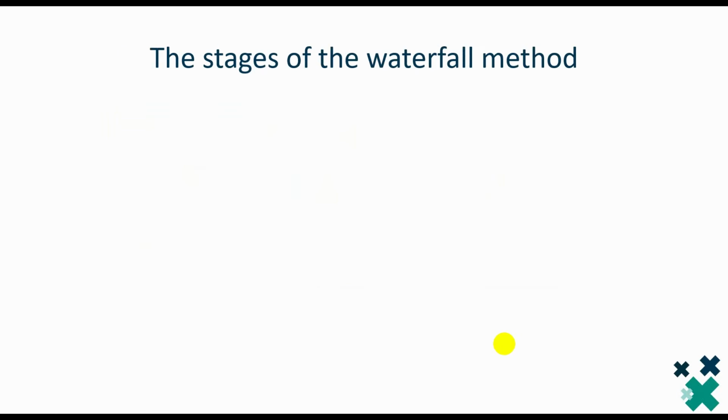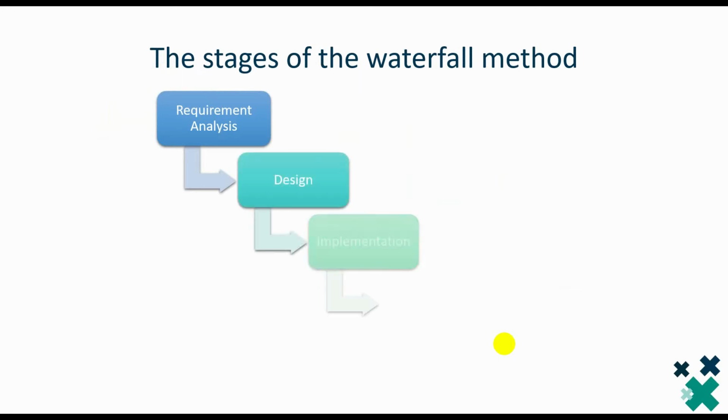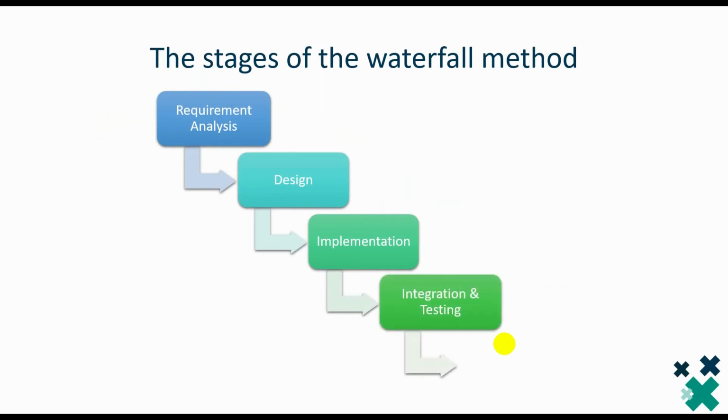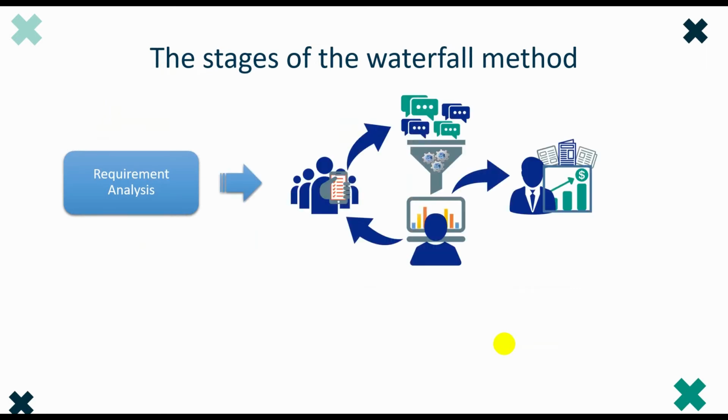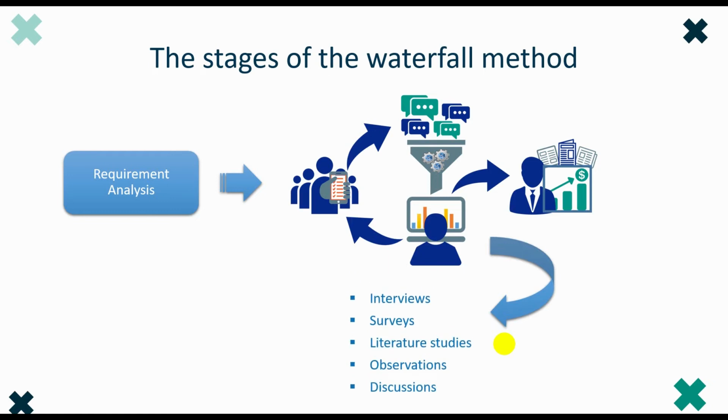The stages of the waterfall method: requirement analysis, design, implementation, integration and testing, operation and maintenance. Requirement analysis is the first stage of the waterfall model, to prepare and analyze the needs of the software to be worked on.